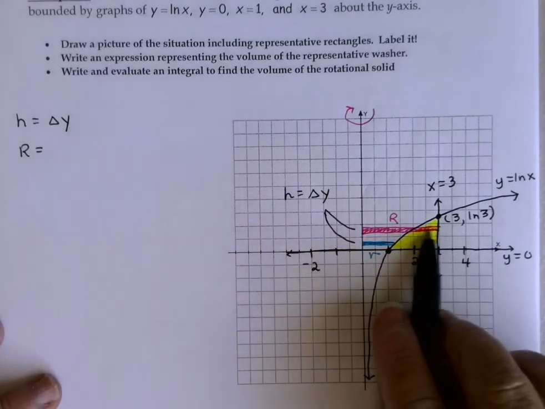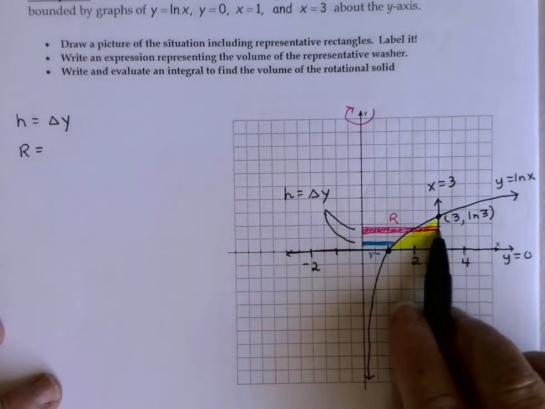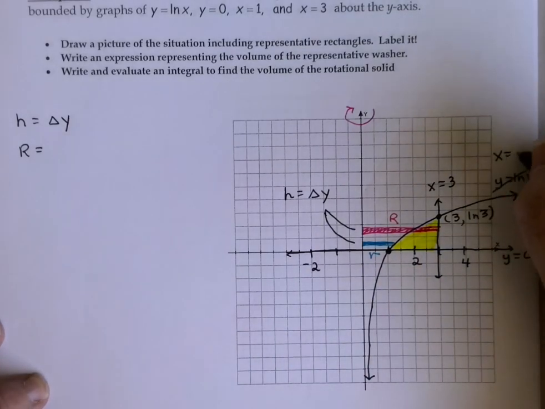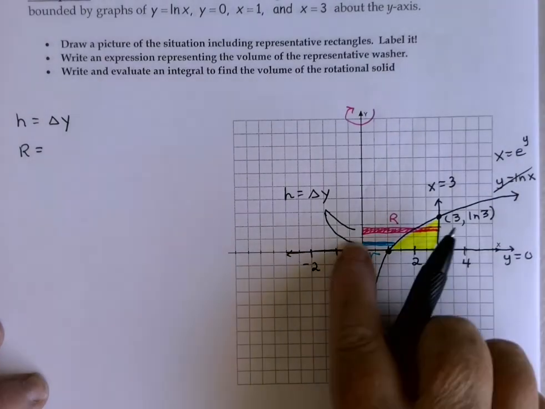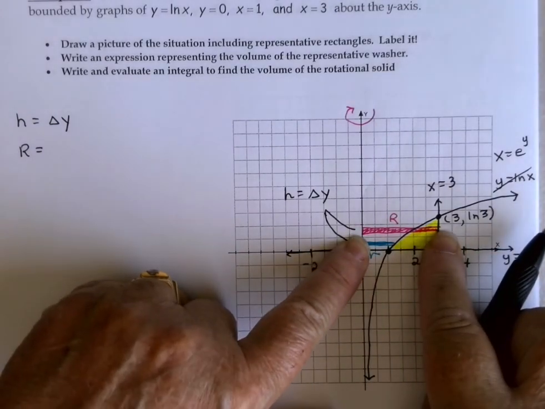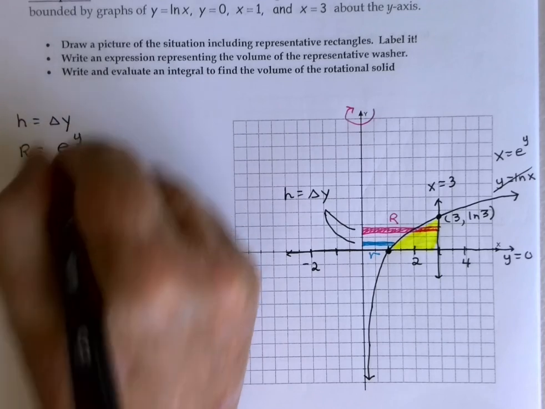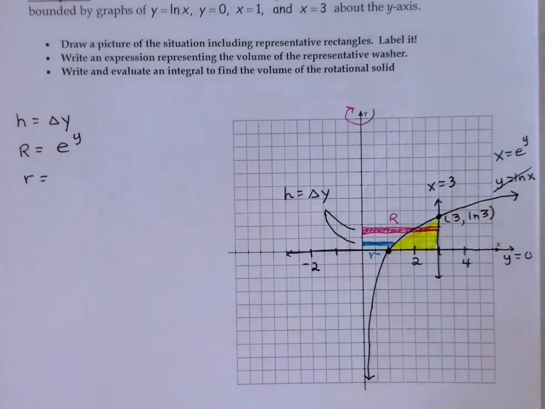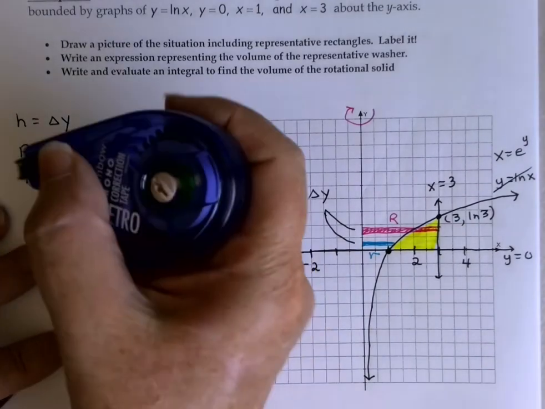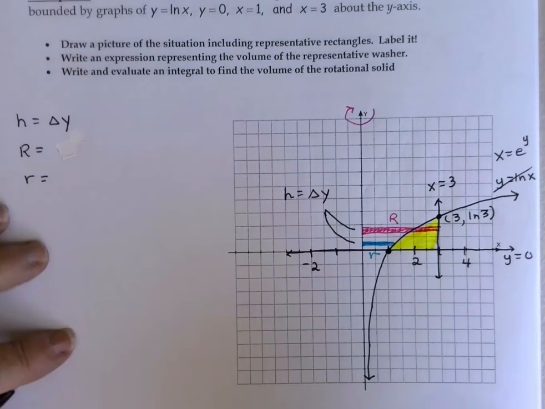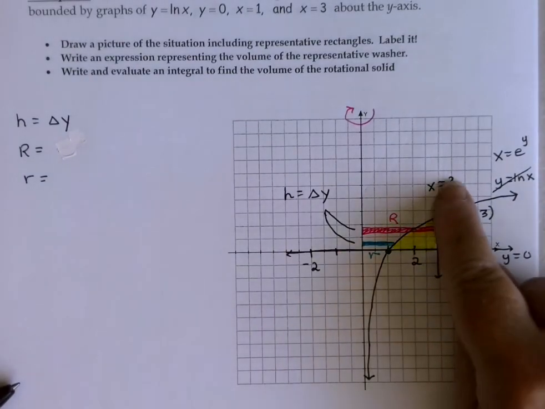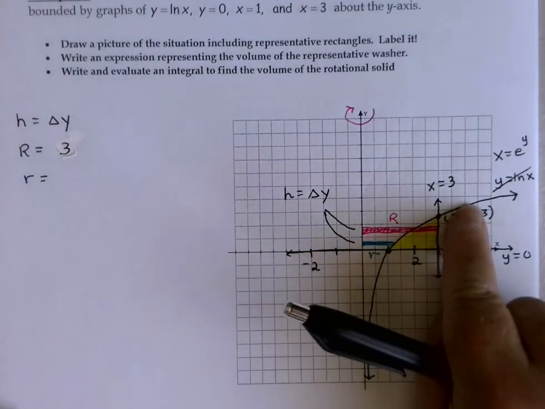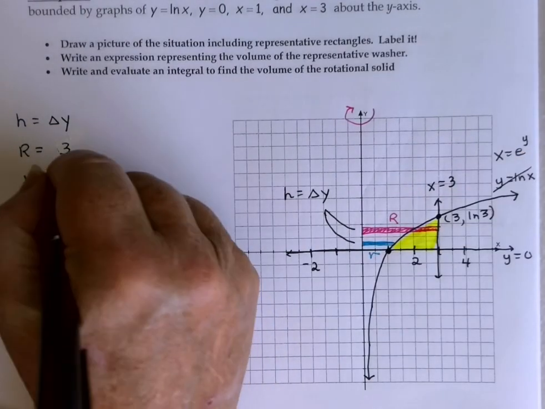Okay, since we're horizontal, I do need this to be an x equals. So if I solve my equation here for x, I'd have x equals e to the y. So my large radius would be e to the y, technically minus 0, or just e to the y. I'm sorry, let's try that again. That's the small radius. The large radius goes all the way to the vertical line. The large radius is 3. The small radius goes to the curve, so that's the one that's e to the y.